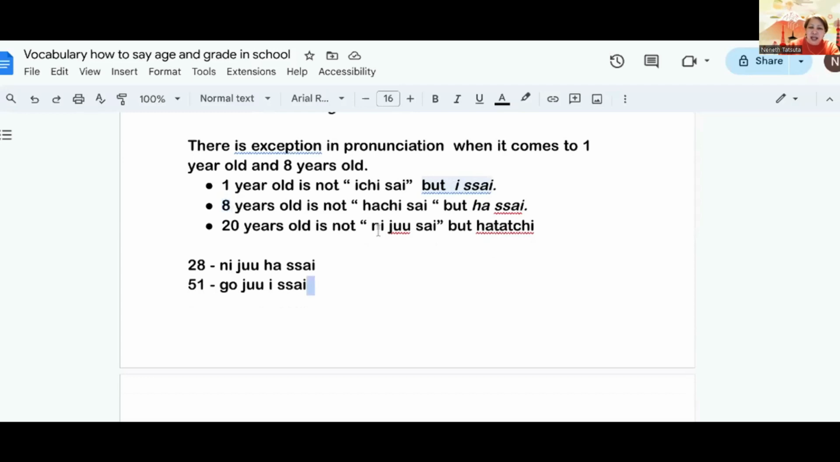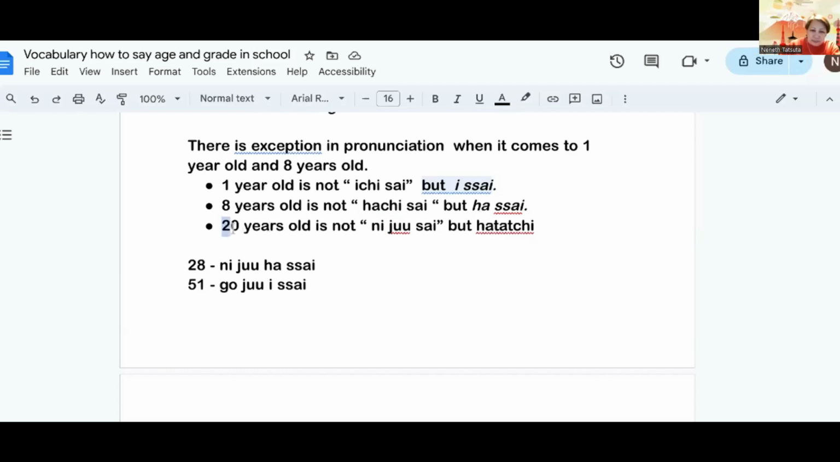For 8, it is not hachi sai, but ha sai. Omit the chi and pronounce only ha sai. If for example somebody asks you how old are you and you say hachi sai, they would understand this, because literally it is correct. 8 is hachi. But in pronunciation, it is hasai. If you deliver it in words, it's not hachisai, but hasai.